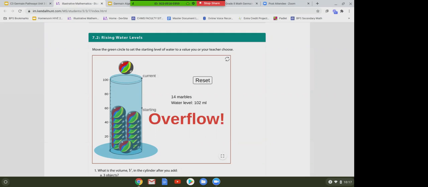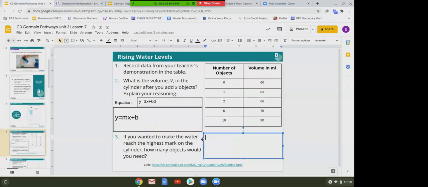Can we add half a marble, Avery? No, we can't add half a marble. So we can't say 13.5 because I don't have a saw that would cut a marble in half. That's risky business. So how many marbles is it going to take to overflow? It's going to take us 14 marbles to make it overflow. Nice job, my friends.